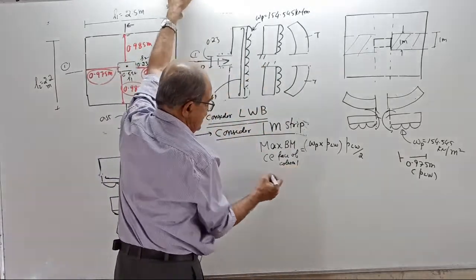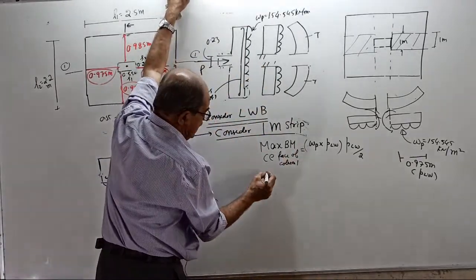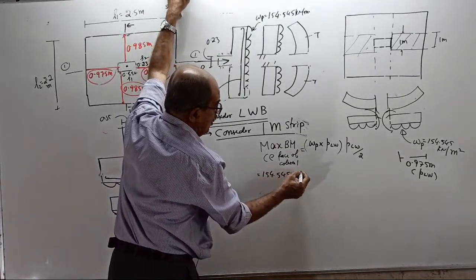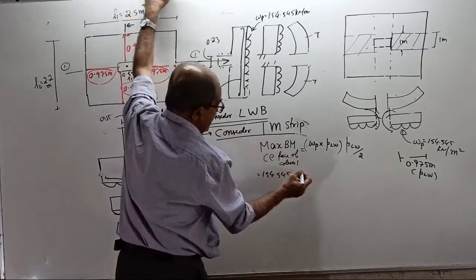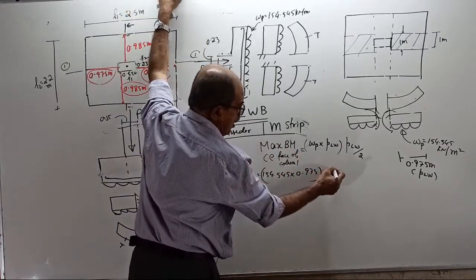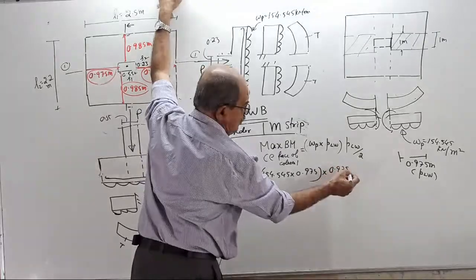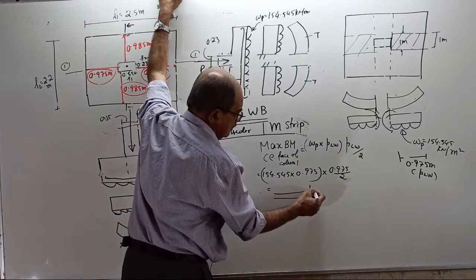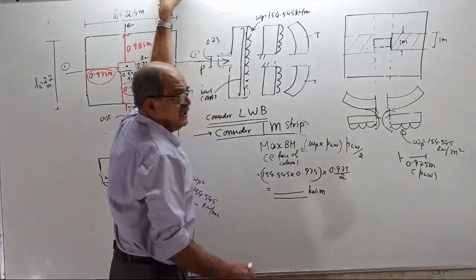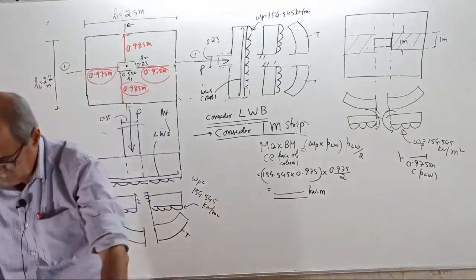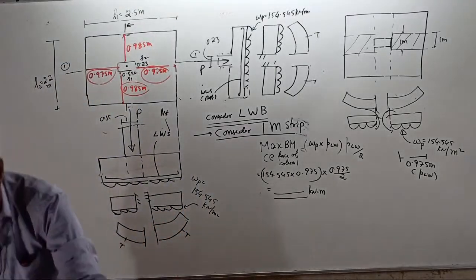Okay, start. Equal to 154.545 into, where is it? 0.975 is the total load, into 0.975 by 2. This is the maximum BM for lengthwise bending. It will come in kilonewton meter. Answer fast. Don't give a wrong answer. Give the correct answer.